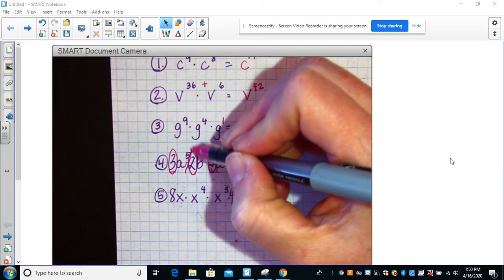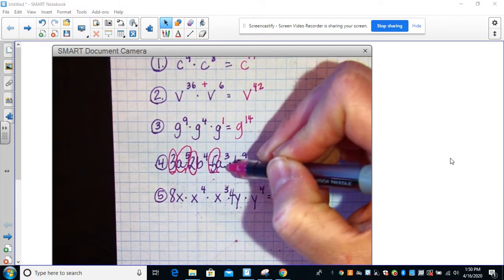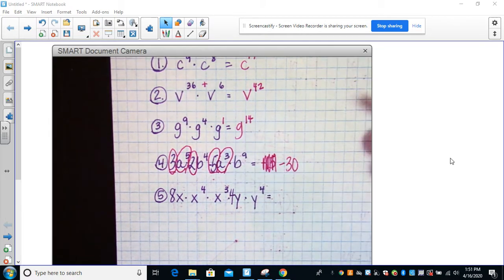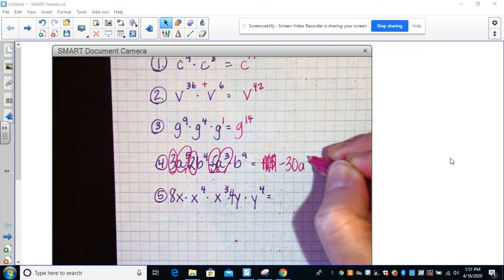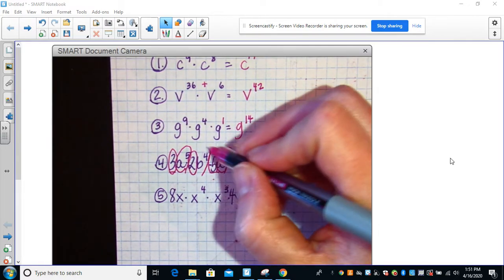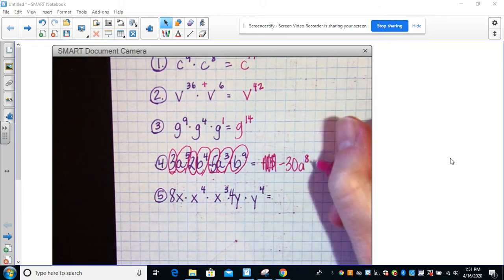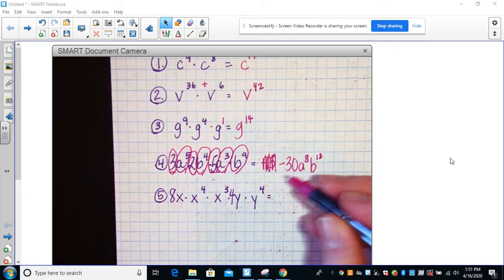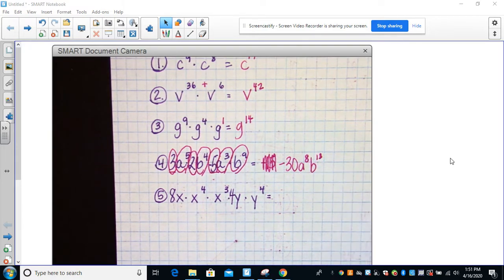Now let's look at your A's. You have 5 A's and 3 A's. Well, 5 plus 3 is 8. A to the 8th power. Now let's look at the B's. B to the 4th, B to the 9th. 4 plus 9, 13. So that one's -30, A to the 8th, B to the 13th.